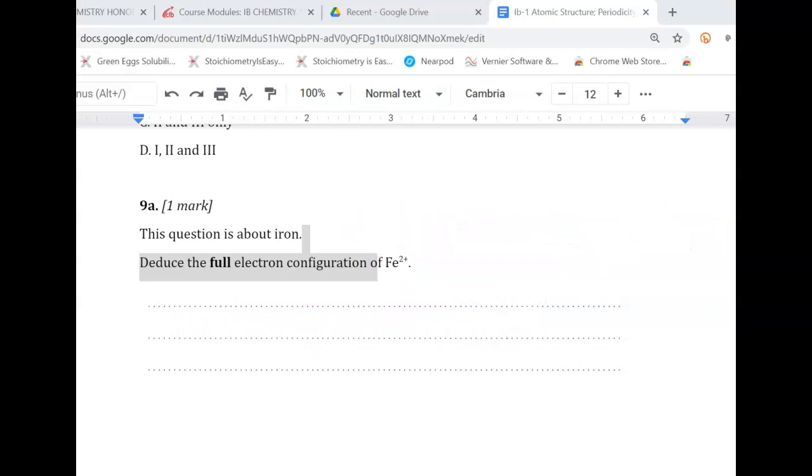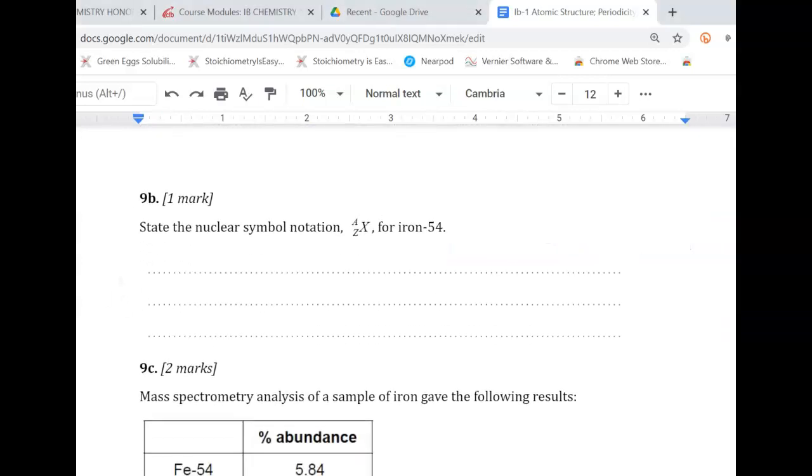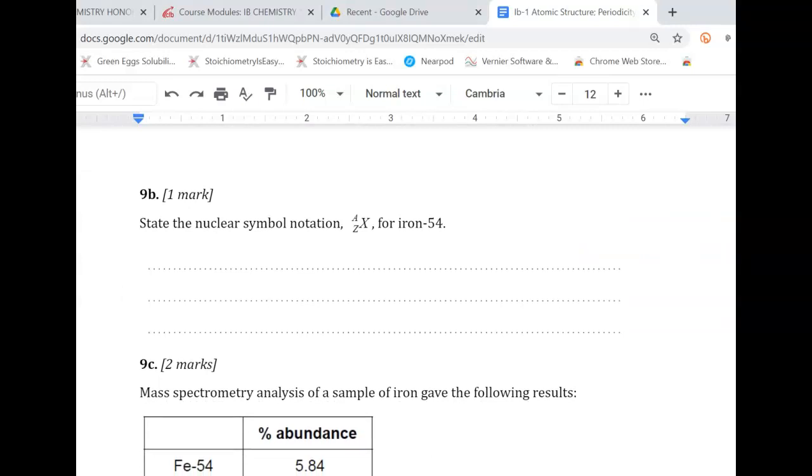Okay, our next question. State the nuclear symbol notation for iron 54. Okay, so what you had to know, and this was part of your reading, this is also part of sophomore level chemistry. You needed to remember that the A is the mass number, and that was given right there, and that Z was simply the atomic number. So you had to look up the atomic number and the symbol for iron, so you should have had 54 over 26 Fe as your correct answer here.